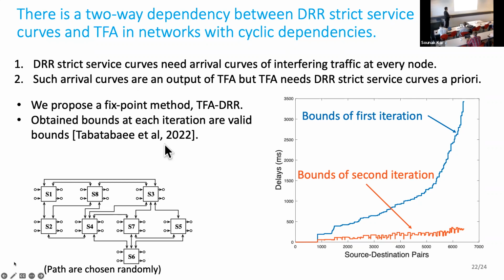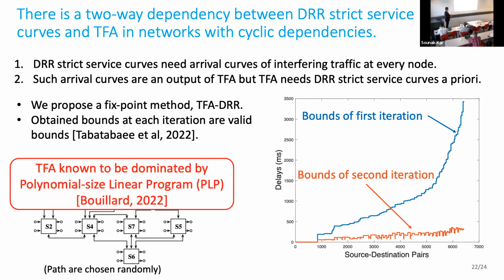So here on the same network as before, but now paths are chosen at random. So we have cyclic dependencies. Here I'm showing the bounds that we obtain at the different iterations of our method for all flows. As you see, in the first iteration we have bounds that are valid, but less good than the second iteration. In this example, applying the method, in the second iteration the delay bounds of every flow have converged. That's very good, but not perfect.